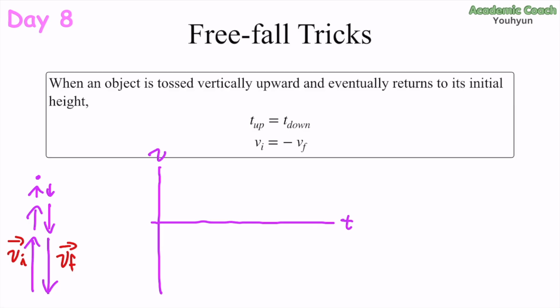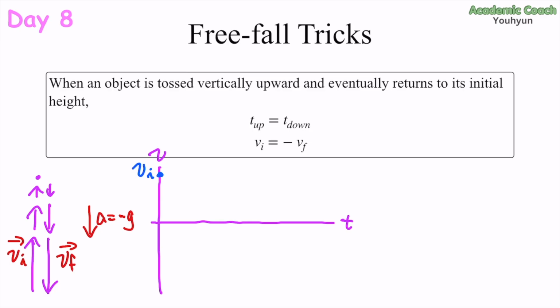Here we're going to draw a velocity versus time graph for this free fall. Initially, v initial points upward, which means v initial is positive. Let's pick a random point right here and state that as v initial. Throughout the whole process, we know that it's free fall. And for free fall, what's really important is it experiences gravitational acceleration, which is constant. It always points downward at the same rate, 9.8 meters per second squared.